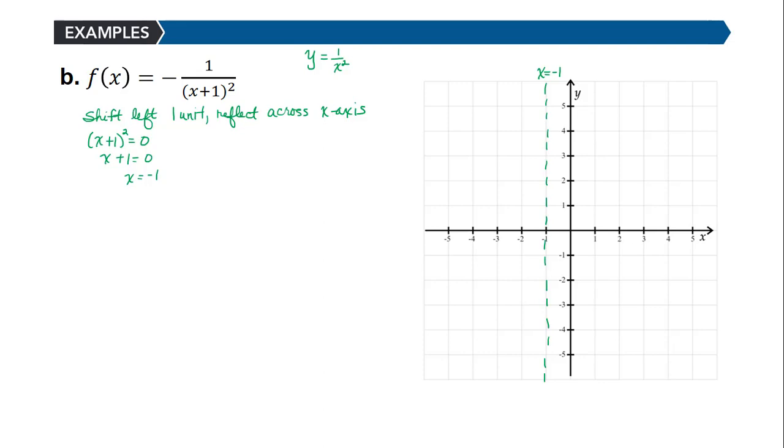Our horizontal asymptote, well, it was originally at y equals 0. If we shift that -1 and reflect it across the x-axis, it actually doesn't go anywhere. It stays at y is equal to 0.